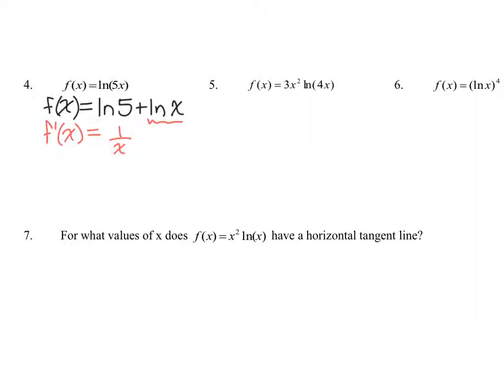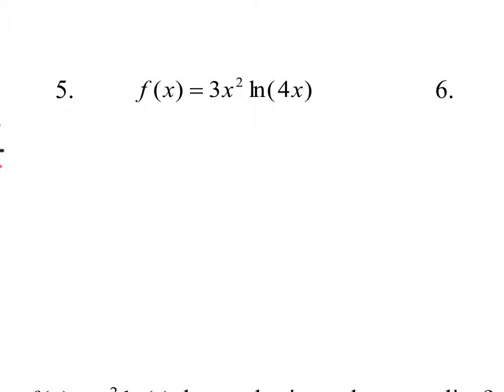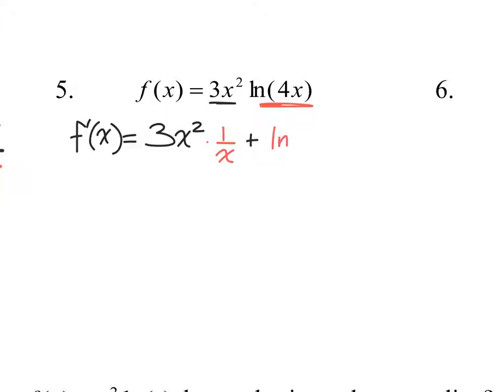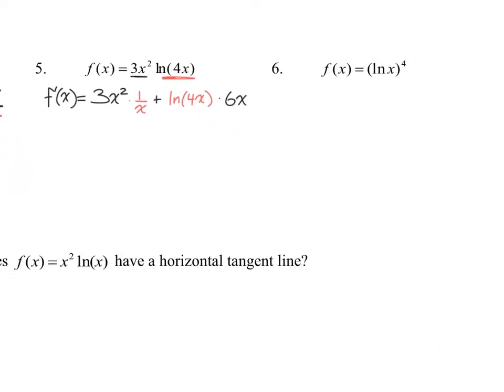Because now we're looking at product rule, sure, but product rule where I already know what the derivative of the natural log component would be. So my first function, 3x squared, times the derivative of the second, 1 over x, plus the second function, ln of 4x, times the derivative of the first, which would be 6x. Where is that rule? Which rule? How do you know to add this? Product rule. First times the derivative. Yeah.